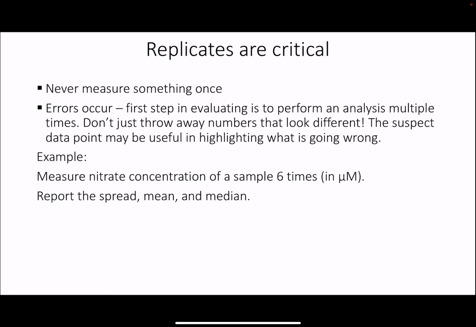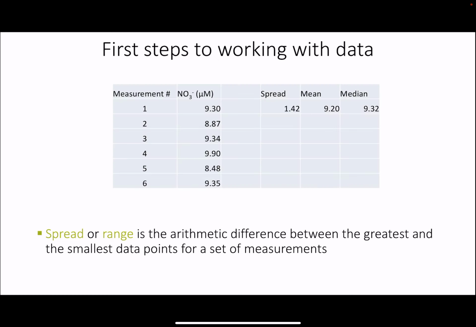So I'll just give you an example here. Let's say you measured the nitrate concentration in seawater of a sample 6 different times, and you report your results in micromolar. So you don't just stick the average in. You start by looking at the spread, the mean, and the median. And just a quick refresher for you guys. The spread is the range. So that's basically the difference. You subtract the largest and the smallest data point for a set of measurements.